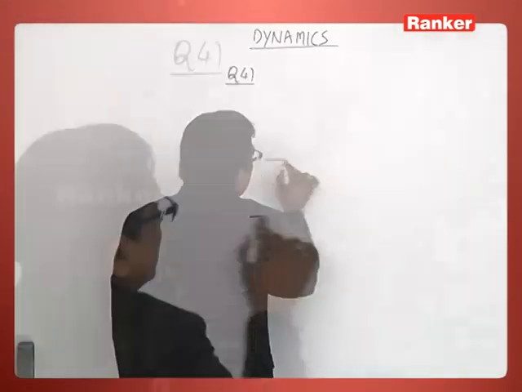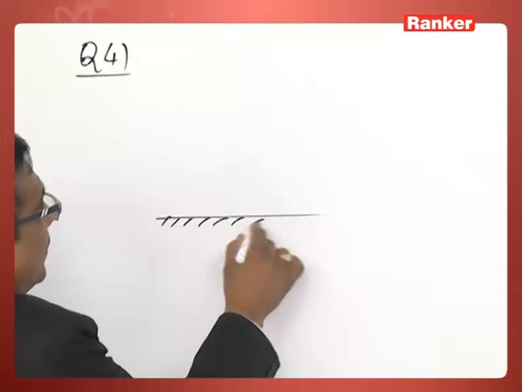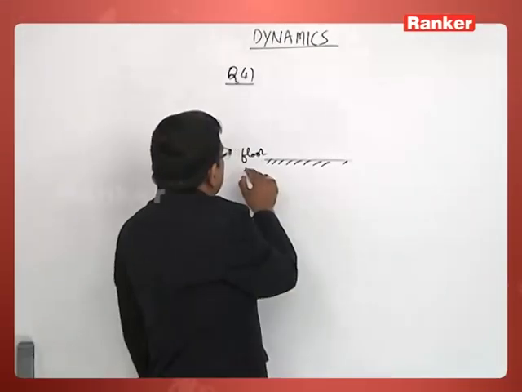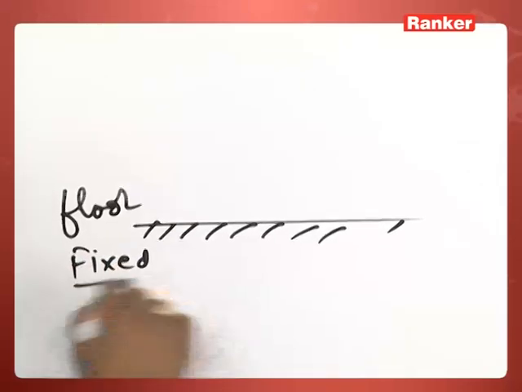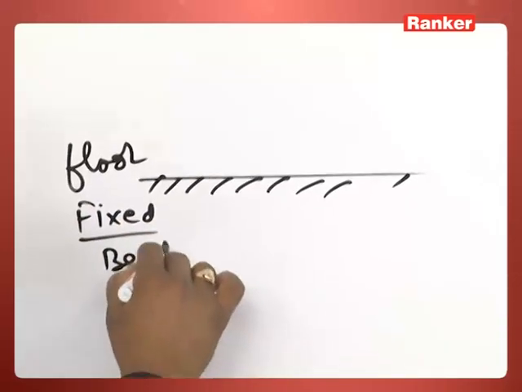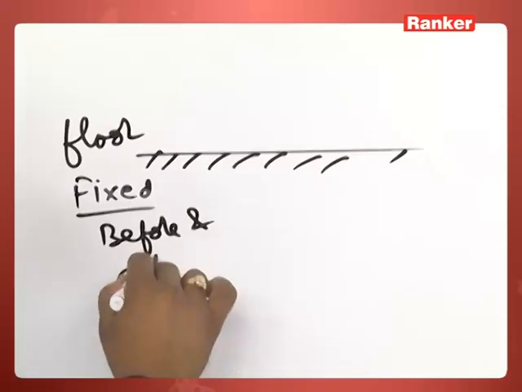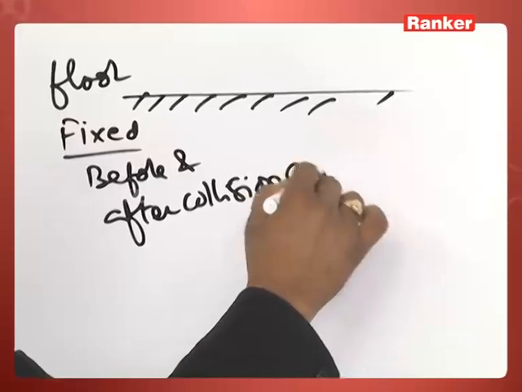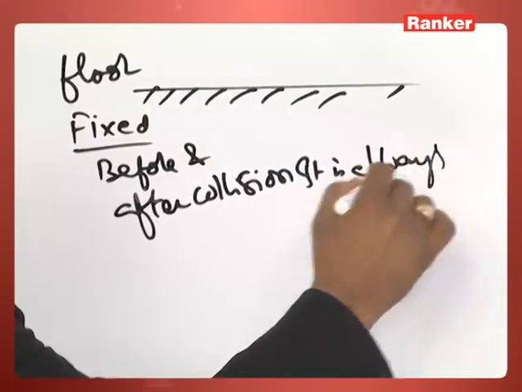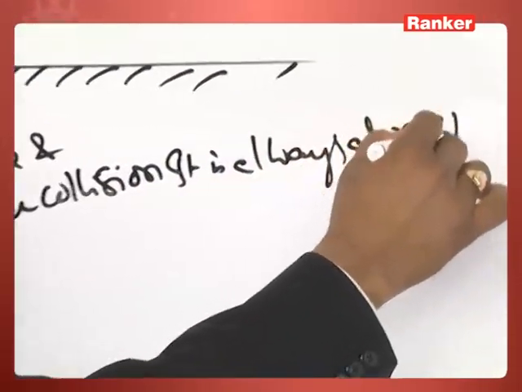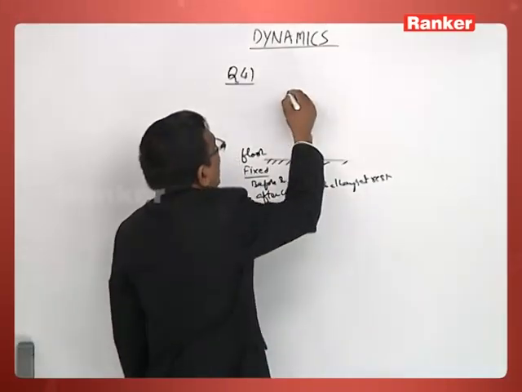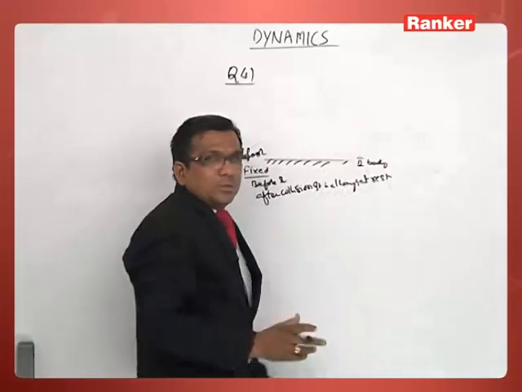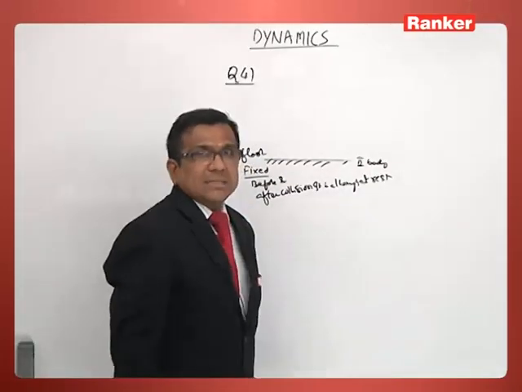There is a floor. Here the point that you have to remember is, the floor is fixed. So before collision and after collision, it is always at rest. This point you have to remember, always at rest. So take this as the second body, because for a collision you require two bodies.